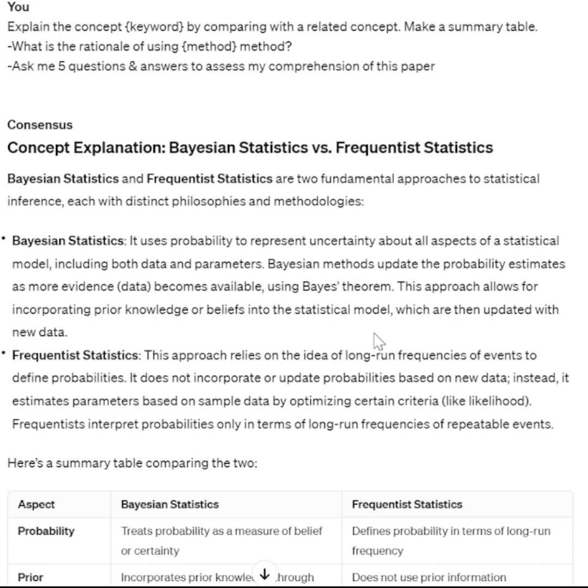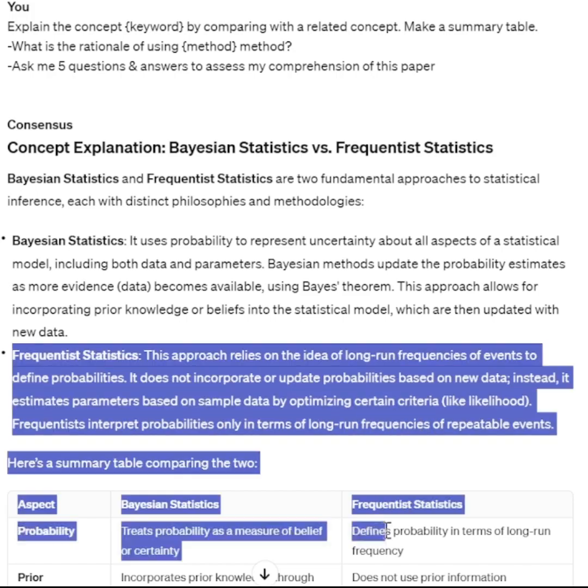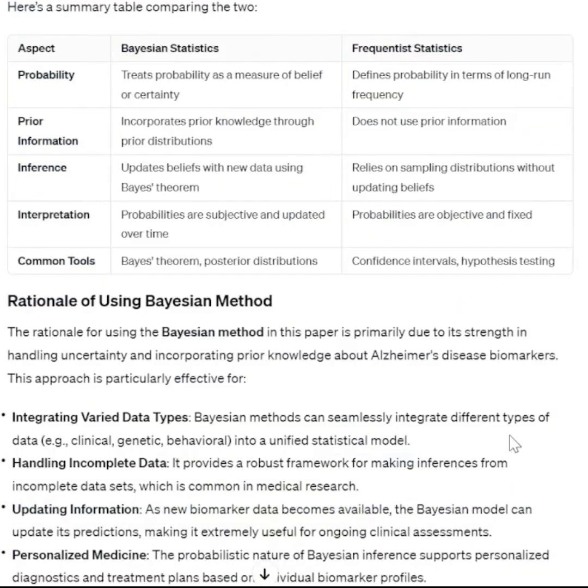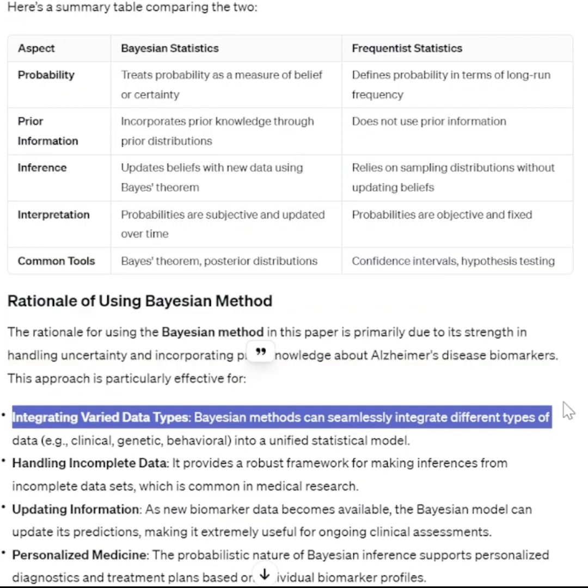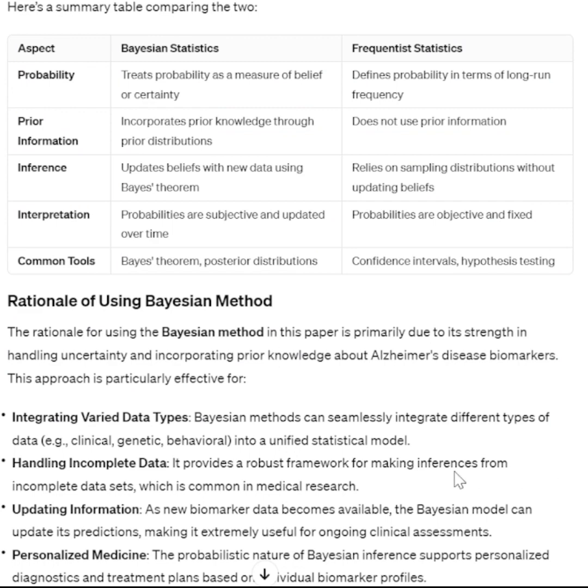Frequentist statistics: this approach relies on the idea of long-run frequencies of events to define probabilities. It does not incorporate or update probabilities based on new data. Instead, it estimates parameters based on sample data by optimizing certain criteria like likelihood. Frequentists interpret probabilities only in terms of long-run frequencies of repeatable events. Here's a summary table comparing the two.